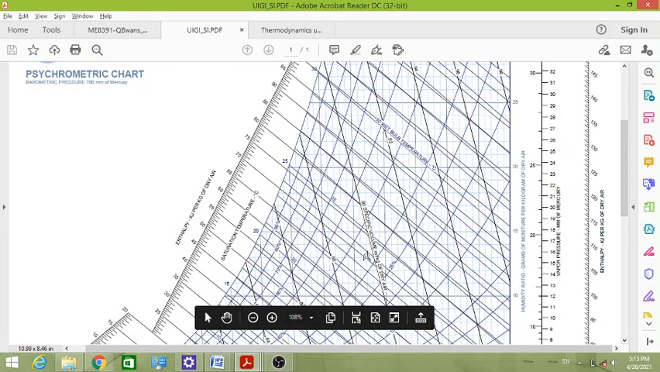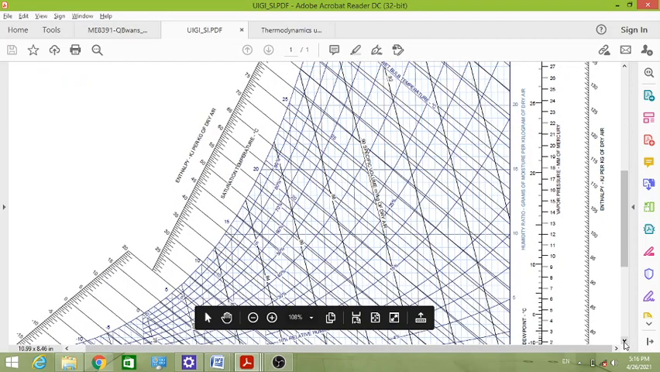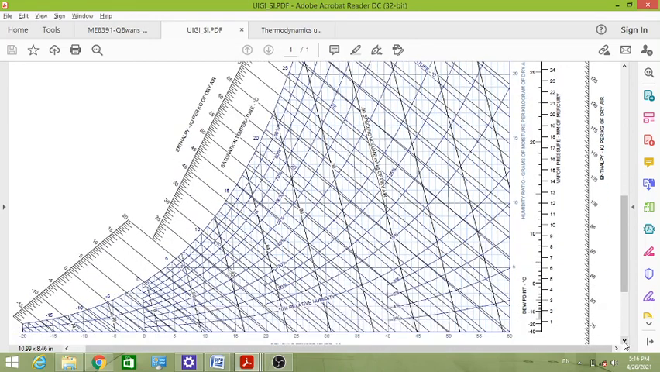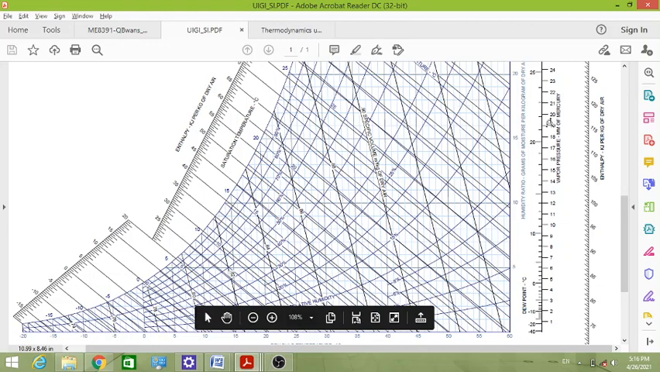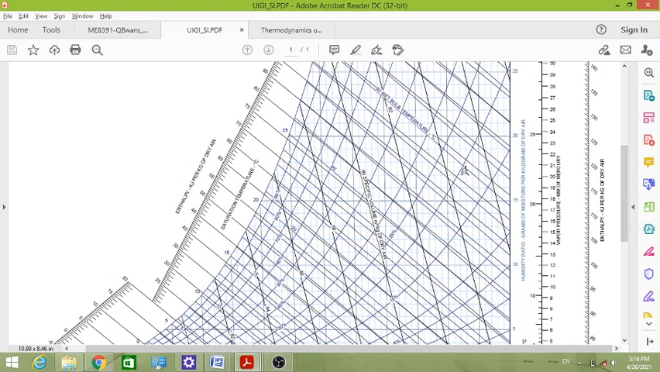are for specific volume. Here you can see 0.92, 0.90, 0.88 specific volume, meter cube per kg of dry air. And another slant line, which is blue in color, slant and more or less parallel to that wet bulb temperature. You can see that slant line also, that is for wet bulb temperature. See, this is wet bulb temperature. So there are two slant lines, one is wet bulb temperature, the other one is specific volume.